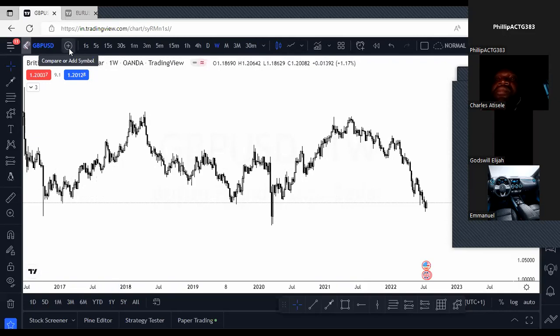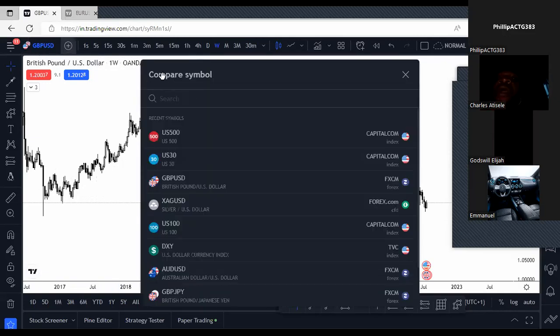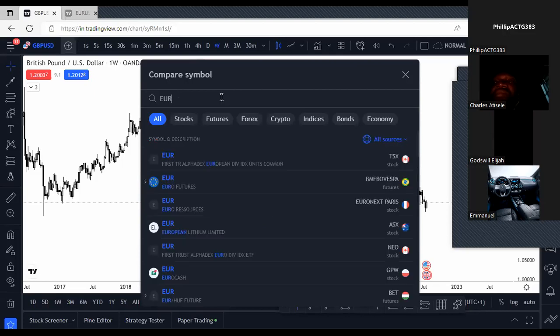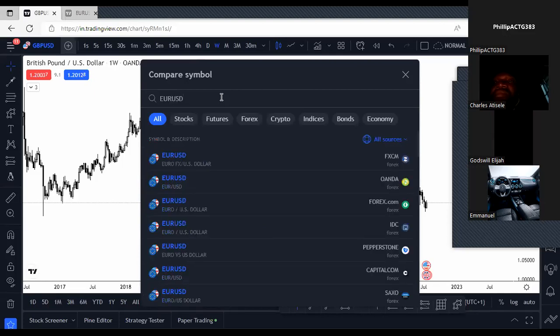Okay. So once you click on this compare symbol, it will bring up the compare panel. Then you can search for the correlating asset you want to overlay. Now we want to overlay EURUSD. Okay, we want to deal with the FXCM one. Once you toggle your cursor on it, it will give you some options. You're going to see new price scale and you're going to see new pane.